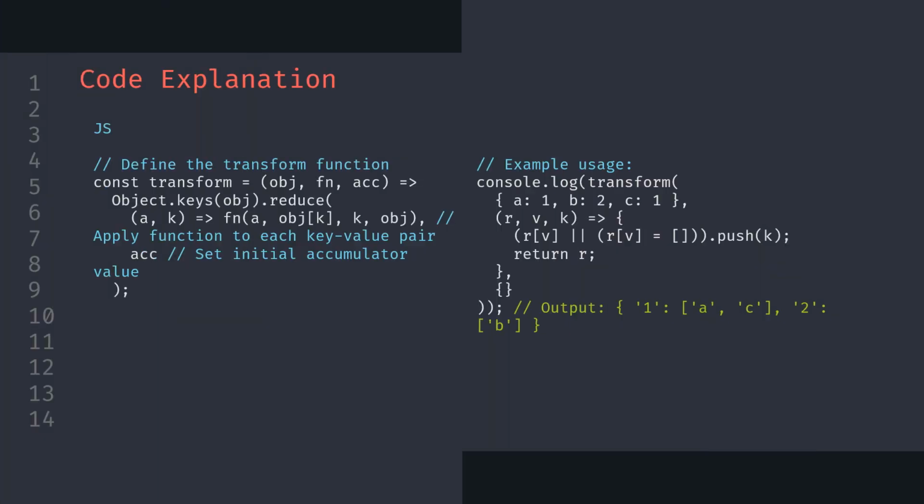The function takes an object, iterates over its keys, and applies a function that modifies the accumulator. Here, we use reduce to ensure each key value pair is processed sequentially.